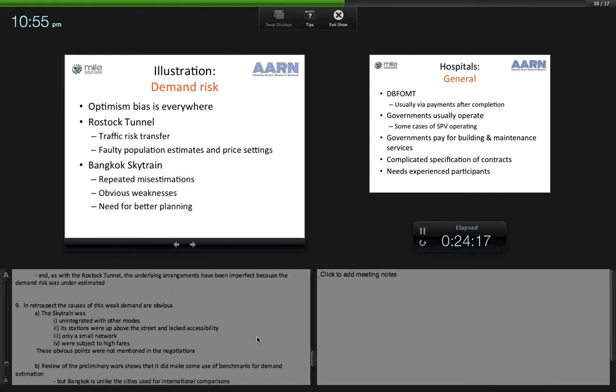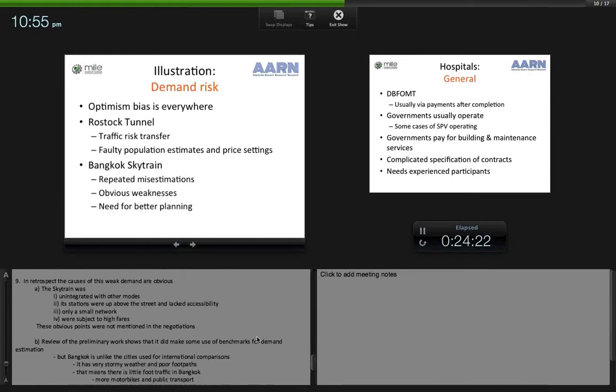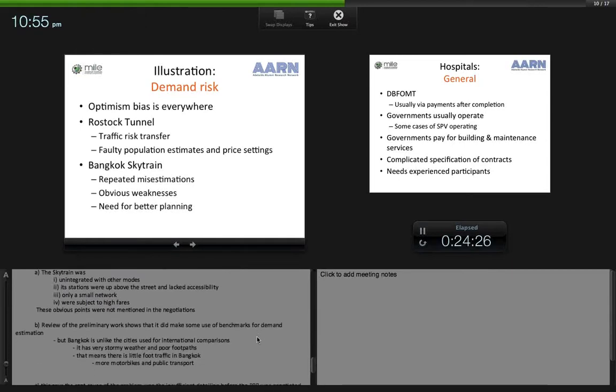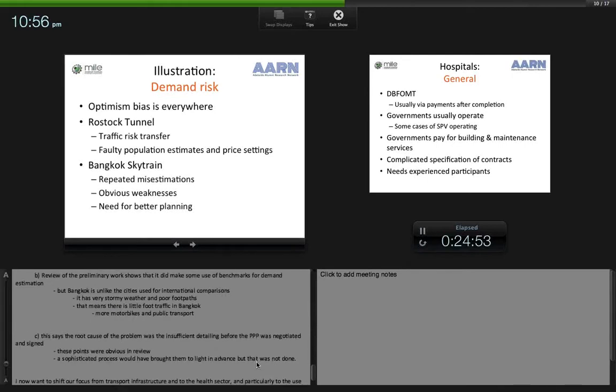Now, these obvious points were not mentioned in the negotiations. They were not part of the lead-up to the signing of the contracts. When those contracts were reviewed after the project got into trouble, the reviews showed that there had been preliminary work undertaken to make use of benchmarks for demand estimation. But Bangkok is very much unlike the cities that had been used for the international comparisons. It has, as anybody knows who's been there, very stormy weather. It has poor footpaths. And that means there is very little foot traffic in Bangkok compared to other cities of similar size. There's more motorbikes and public transport than is typical.